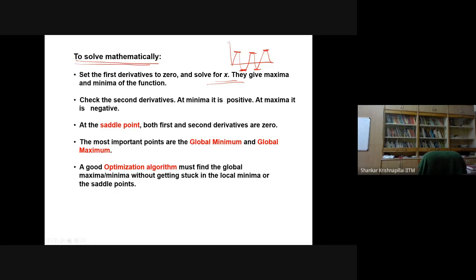Then you have to check if it is a maximum or minimum, so you have to check the second derivative. At minima, the second derivative will be positive. In all these minima it will be positive, and at the maxima the second derivative will be negative. The most important points are the global minimum and global maximum. A good optimization algorithm must find the global minimum and global maximum without getting stuck in a local minimum or saddle point.